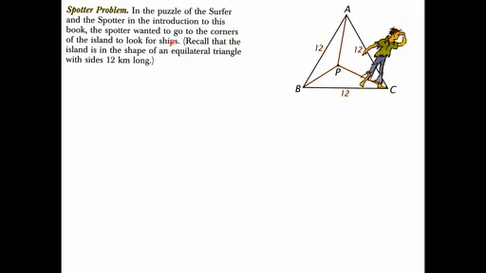Once again, we're back to the spotter problem. Remember, the spotter wanted to get to the corners A, B, and C because he was trying to spot a ship so they could get off this equilaterally shaped island, which was 12 kilometers on the side. He built a hut in here.